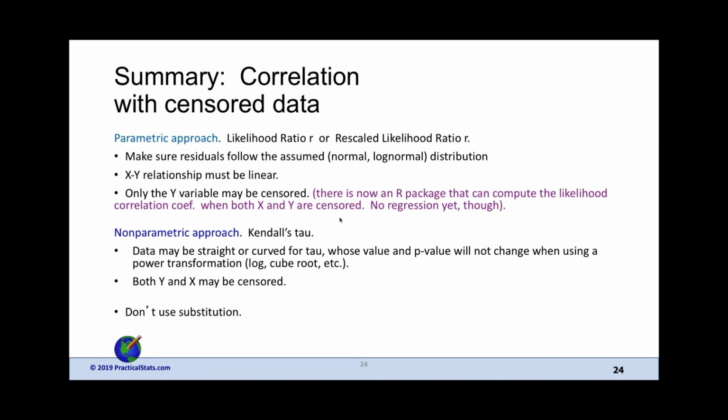So the non-parametric approach is Kendall's tau. Kendall's tau-b has some corrections for ties, although they're still affecting it to some extent. It just means that the numbers are going to be lower, but you can use it in exactly the same way. And for the last thing to remember, don't use substitution. You will get bad answers for Pearson's r after you stick in a half.